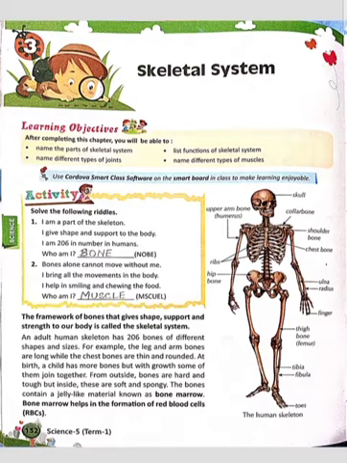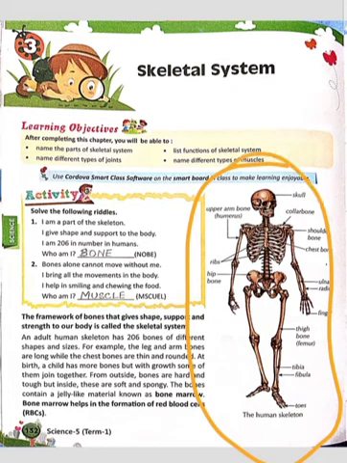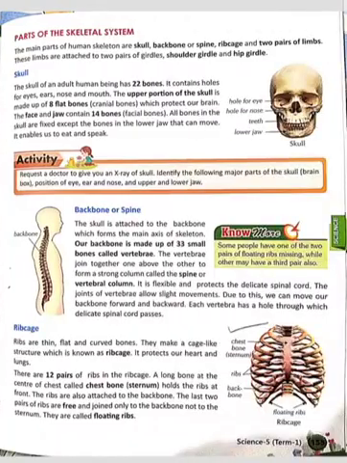You can see in the diagram given here that this is the main skeletal system. It has a total of 206 bones, and we will study some of the main parts of the skeletal system. The main parts of the skeletal system are the skull, backbone or spine, also called the spinal cord, and the rib cage and two pairs of limbs.